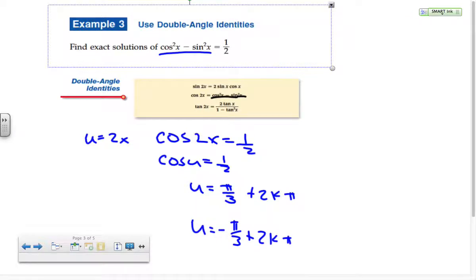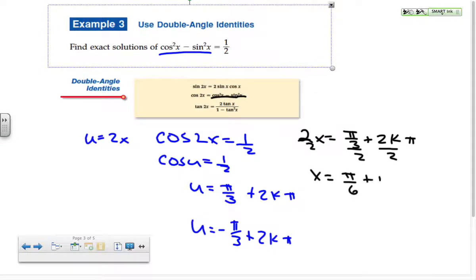Almost done. We're going to replace the u with the 2x and solve. Divide by 2, and I get x equals pi over 6 plus k pi. And on the same one, the same process here, x is going to equal negative pi over 6 plus k pi. Okay, another one, fairly simple, just a matter of plugging in the formulas and solving.